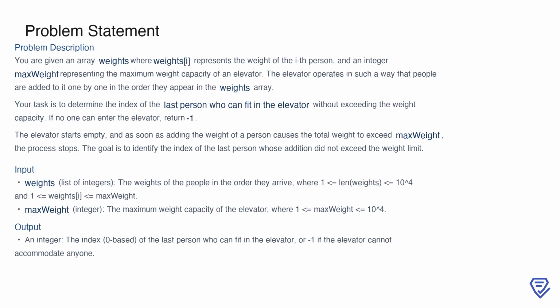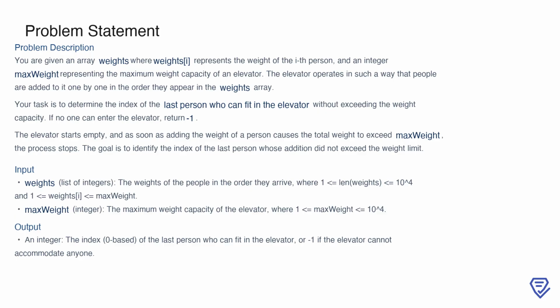In this problem, we are tasked with determining the index of the last person who can fit into an elevator without exceeding its maximum weight capacity. You are given an array called weights, where each element represents the weight of a person in the order they arrive. Additionally, you have a value called max weight, which specifies the maximum weight the elevator can hold. The elevator starts empty, and people are added one by one based on their order in the array. If adding someone causes the total weight to exceed the maximum limit, the process stops immediately.